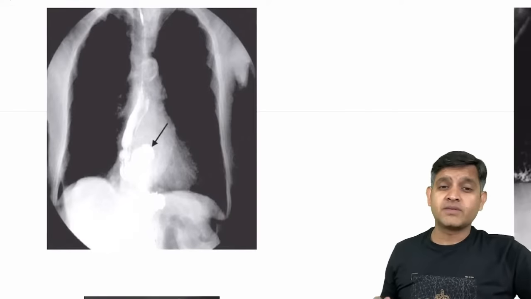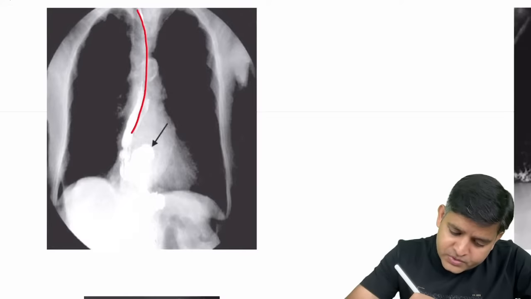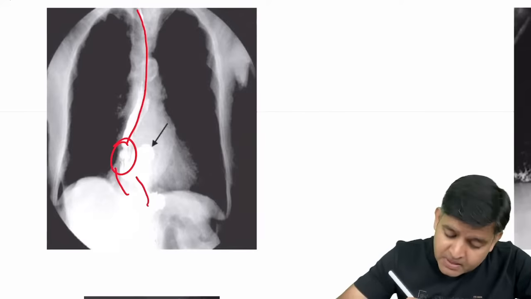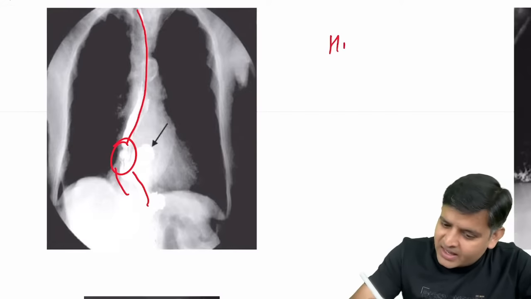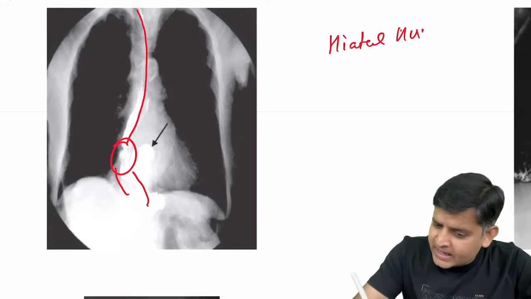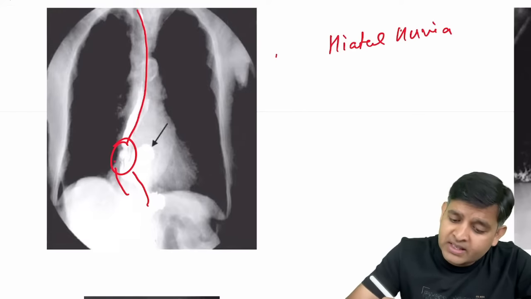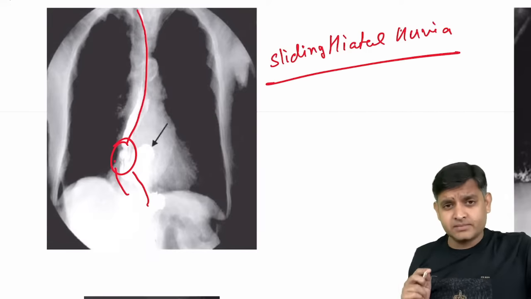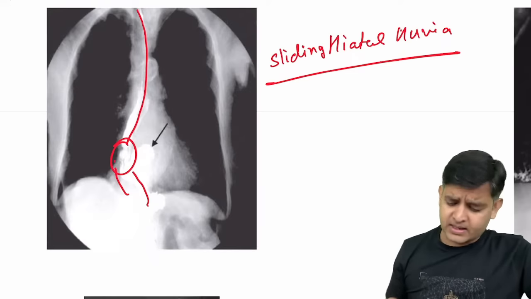What is this? What do we see here? We are seeing that the esophagus is pushed up, the stomach is also pushed up, and the GE junction has also moved up, and the stomach has herniated into the thorax. So once the stomach has herniated into the thorax, this is hiatal hernia, and the rule is, if the GE junction has also moved up, this is a sliding form of hiatal hernia.